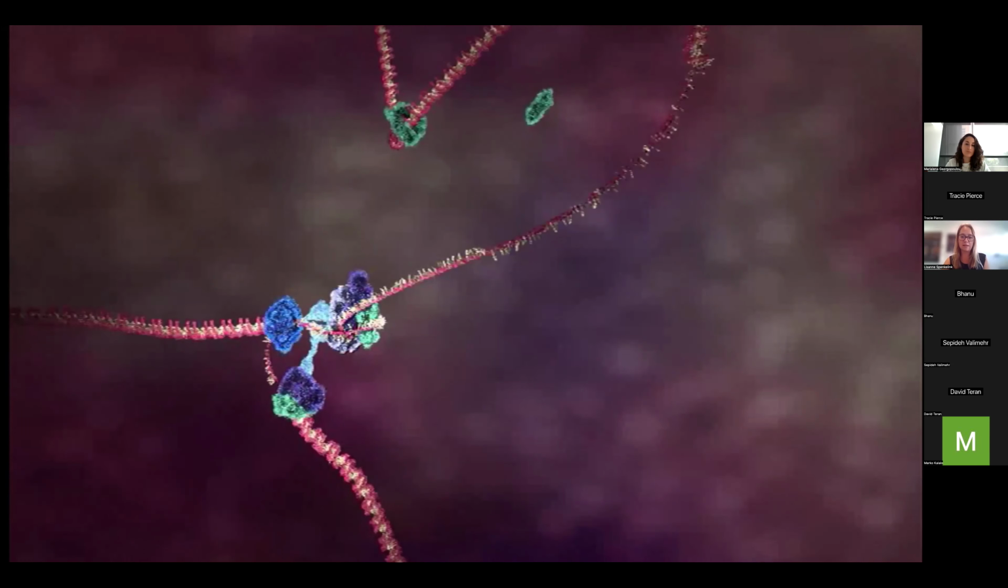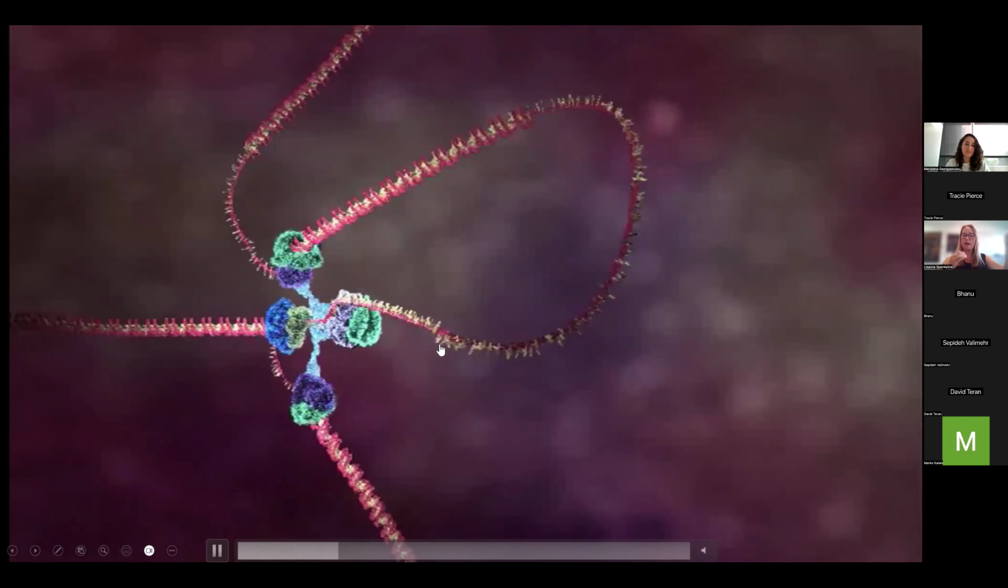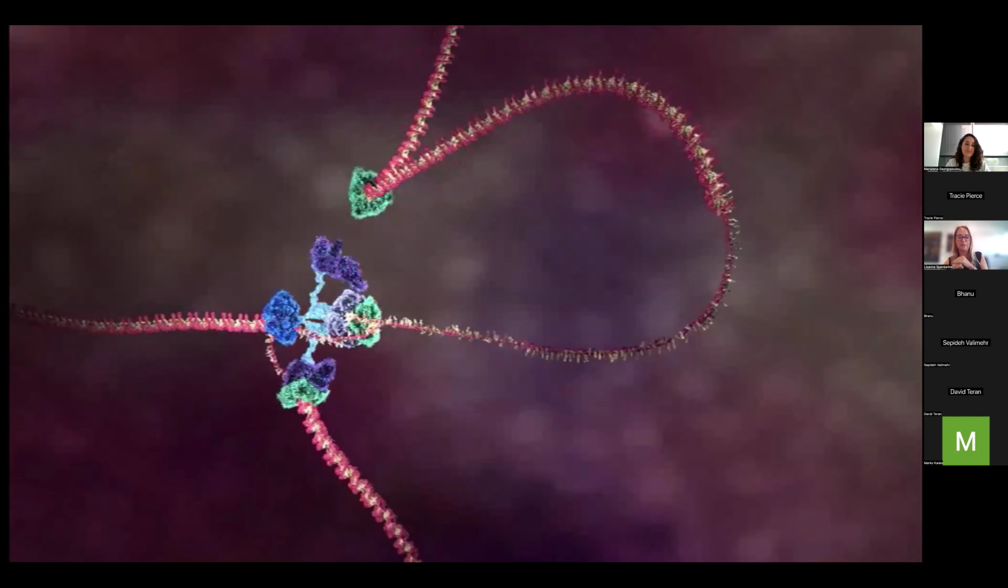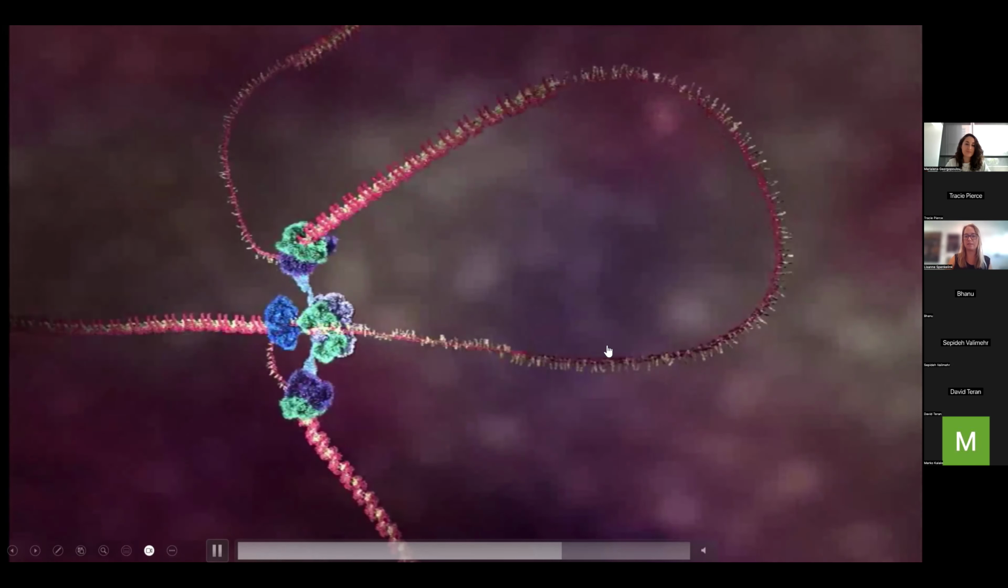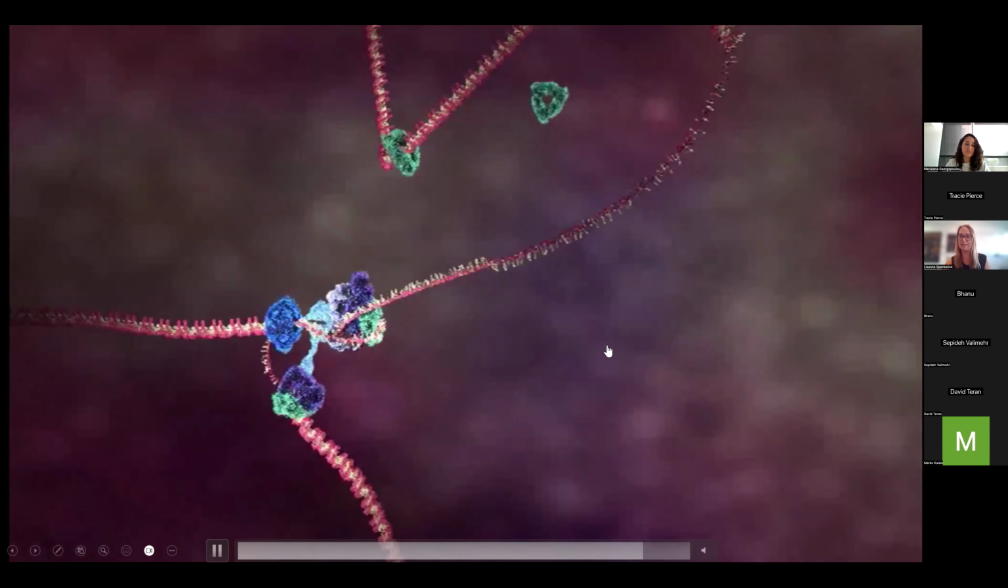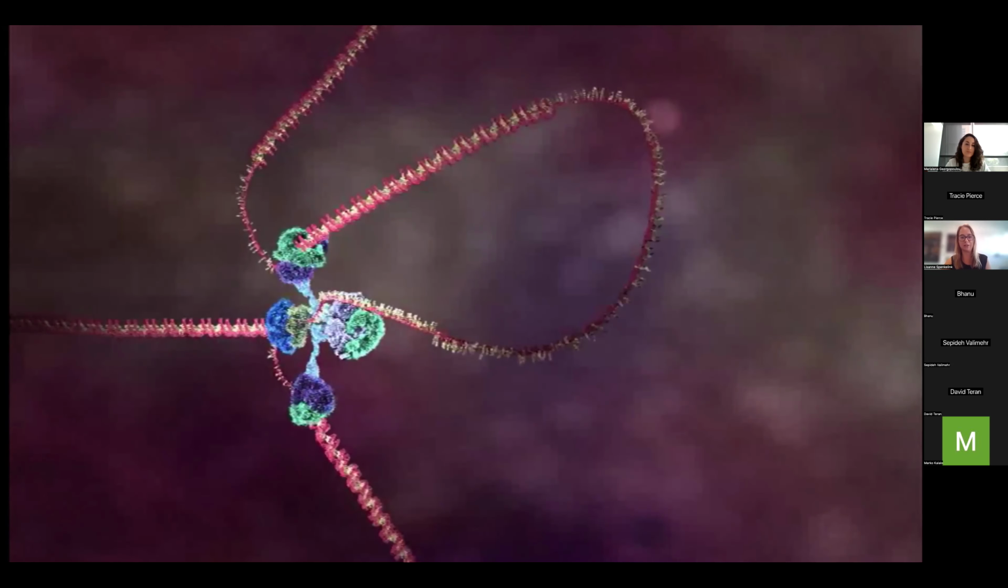And this is obviously a very beautiful movie. And what it shows is that there is a little bit of movement happening, but where the movie really sort of falls apart is in the way it depicts this in this big, open, empty space. We all know, of course, that that's not very representative of the cellular environment.